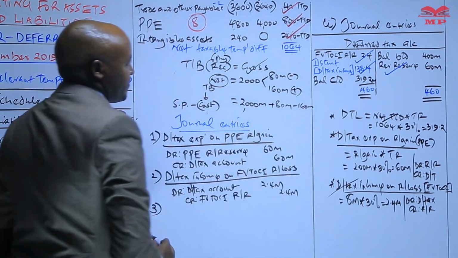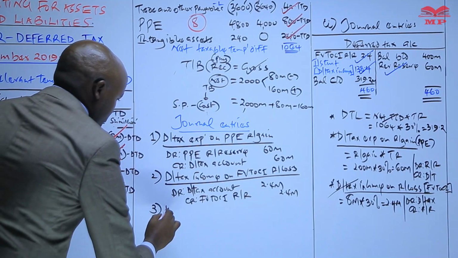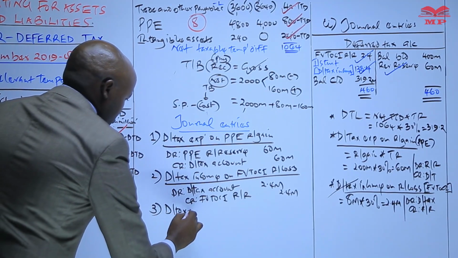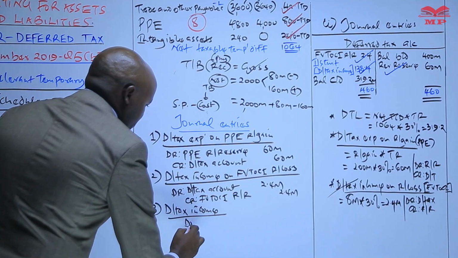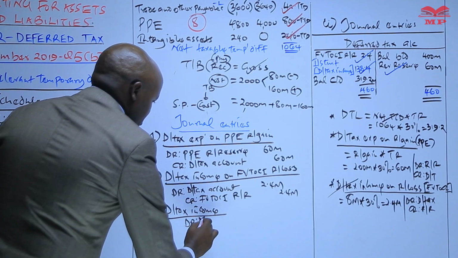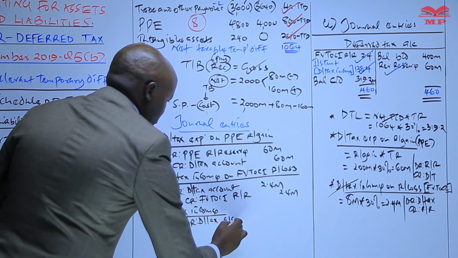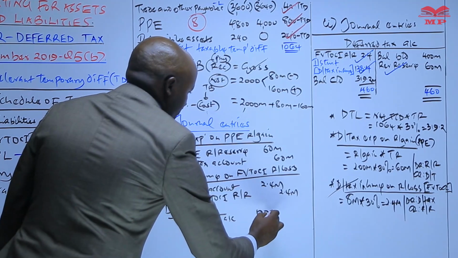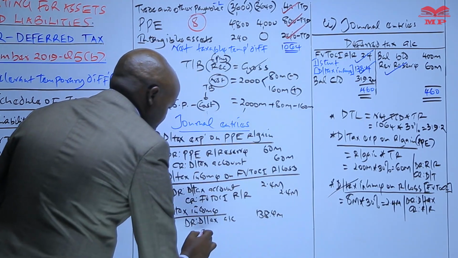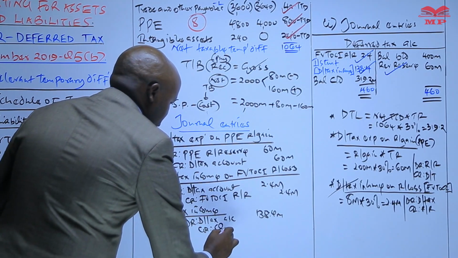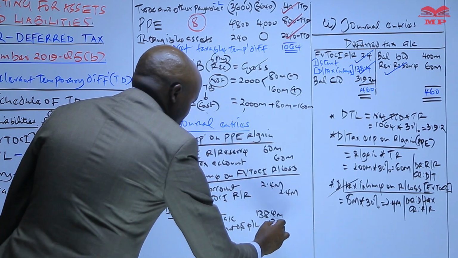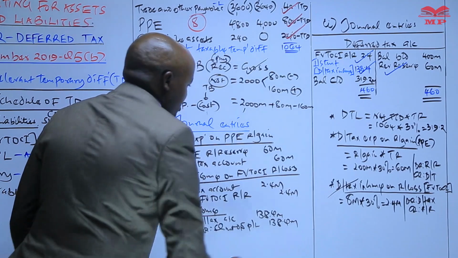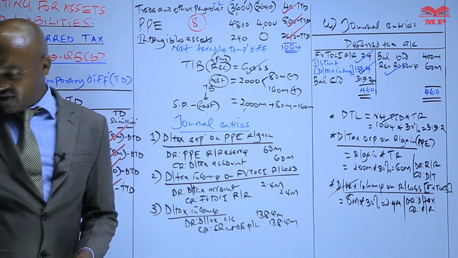And finally, we account for this amount of deferred tax income. So deferred tax income for the year, we account for that by debiting deferred tax account with a figure of 38.4 million and then crediting statement of profit and loss with an amount of 38.4 million. So that basically was what was required there.